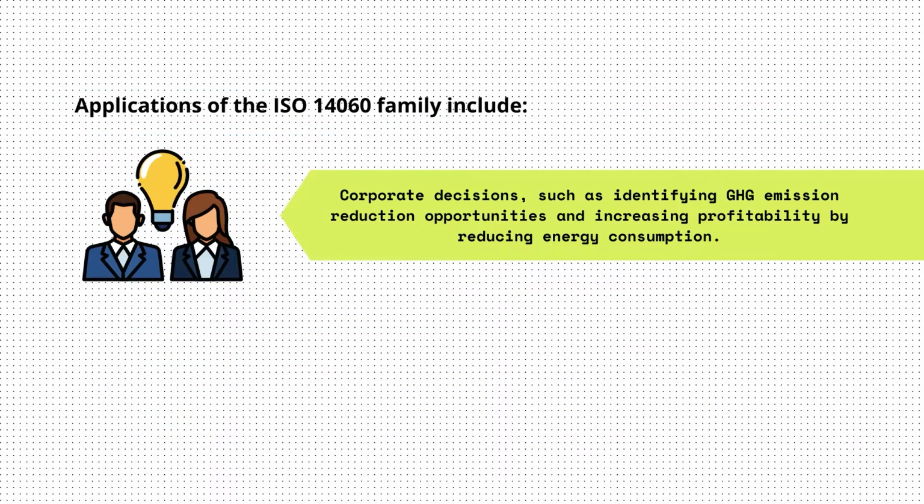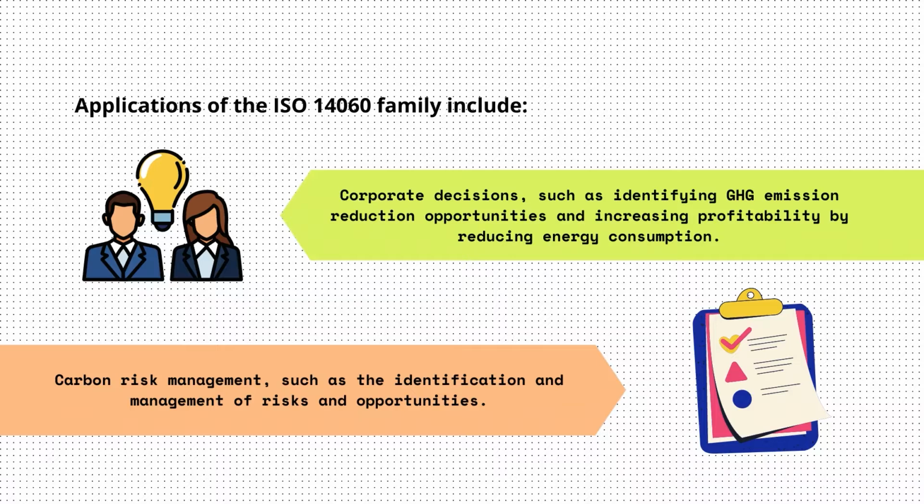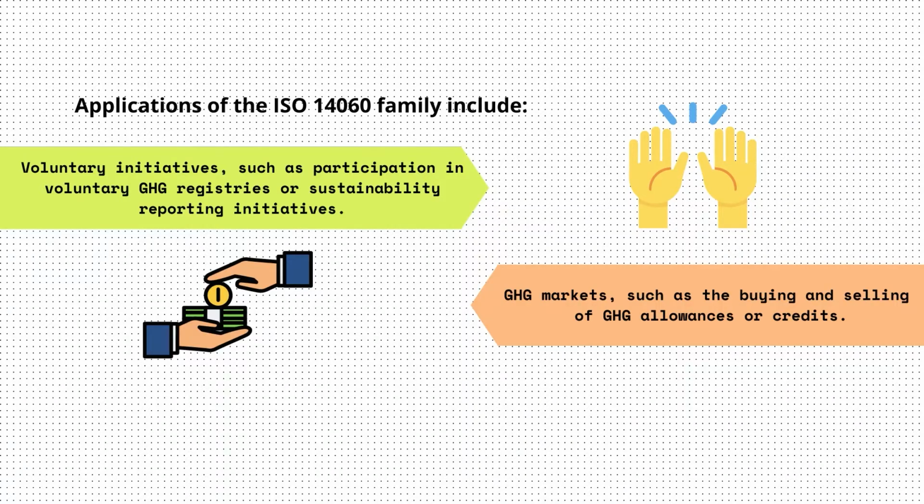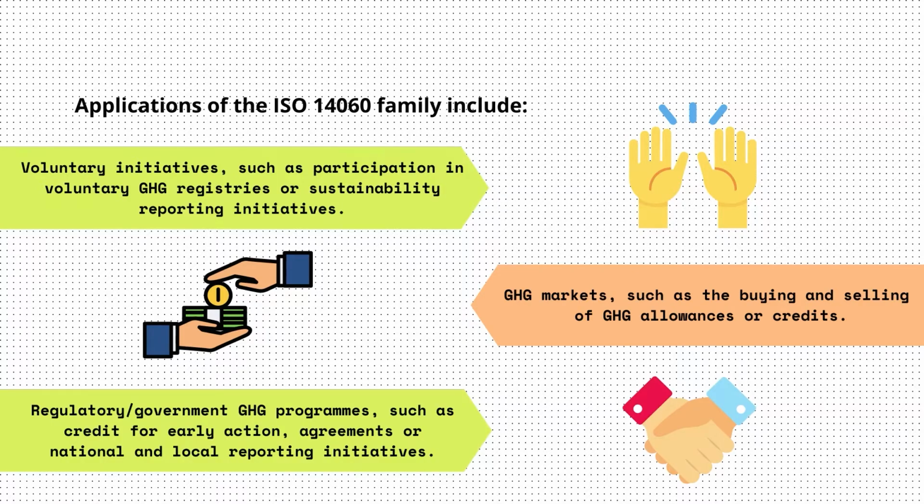Applications of the ISO 14060 family include corporate decisions, such as identifying GHG emission reduction opportunities and increasing profitability by reducing energy consumption, carbon risk management, such as the identification and management of risks and opportunities, voluntary initiatives, such as participation in voluntary GHG registries or sustainability reporting initiatives, GHG markets, such as the buying and selling of GHG allowances or credits, regulatory/government GHG programs, such as credit for early action agreements or national and local reporting initiatives.